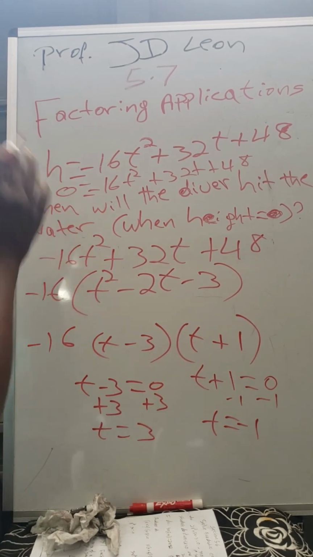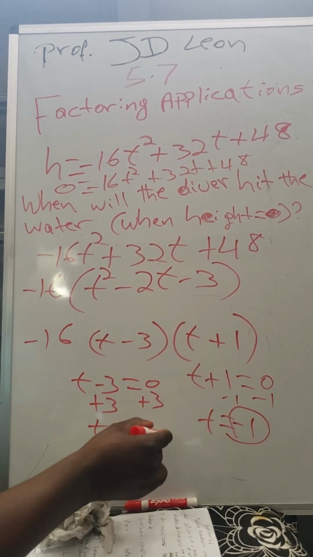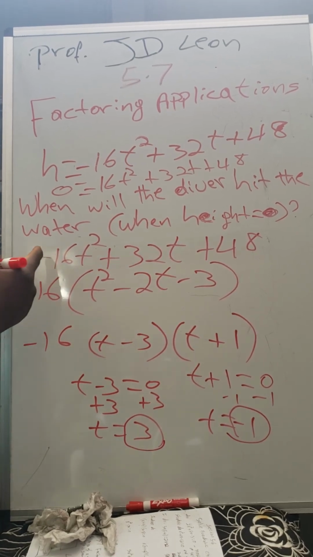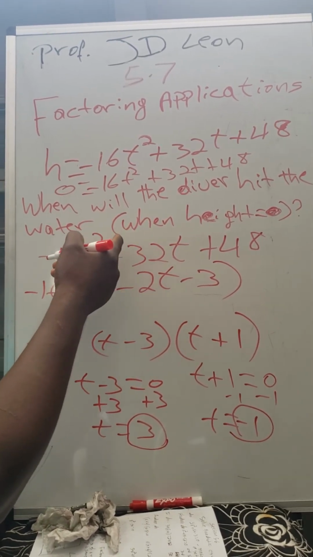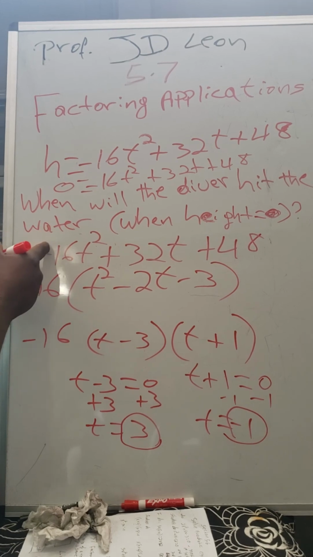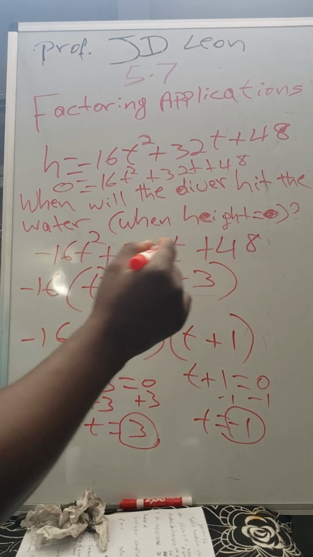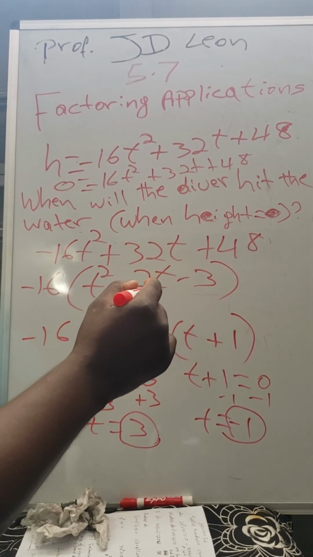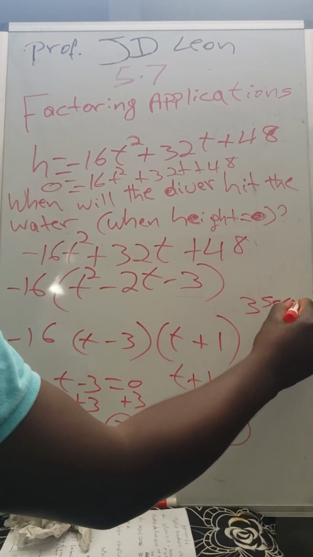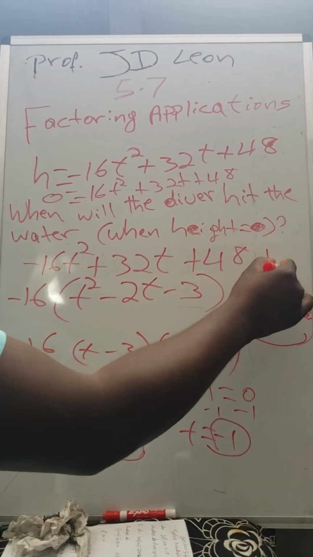Well, because you're talking about height or distance or things like that, you do not want to use the negative value, so you want to use the positive value, which is the 3. So to answer the question that is asked of us, when will the diver hit the water at the height of 0, it would actually be in 3 seconds. The solution would be in 3 seconds. So in 3 seconds is when the diver would hit the water. All right, thank you.